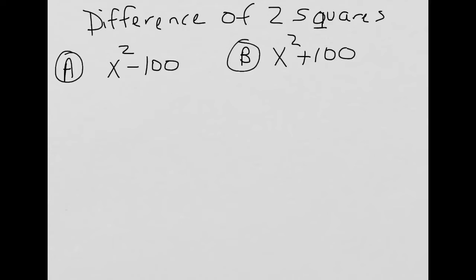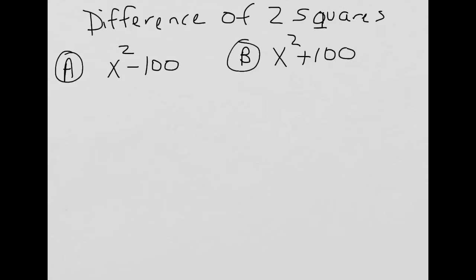Alright, we're going to work with another strategy for factoring. And this one we can use, and it's called the difference of two squares. So you're going to be looking at an equation that has two terms. We're going to take a look at letter A.